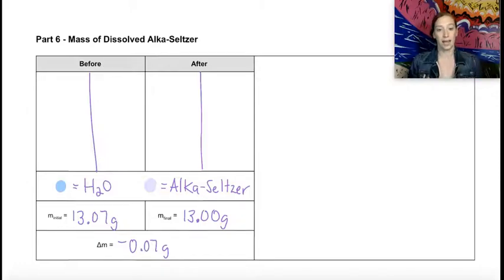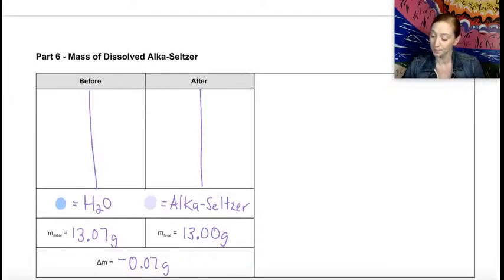Really, in this case, for part 6, I should have waited longer before I took the mass at the end. If you take a good look at the video, there are still bubbles forming in that vial, and the mass is going to keep going down as those bubbles come out of the solution that formed when the Alka-Seltzer dissolved. The only reason I didn't do that is because as Mr. Sharkey and I were filming the videos, we were getting close to the end of the period and really needed to get those things done.